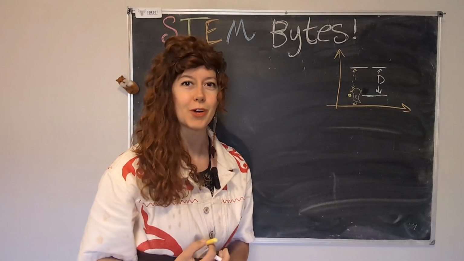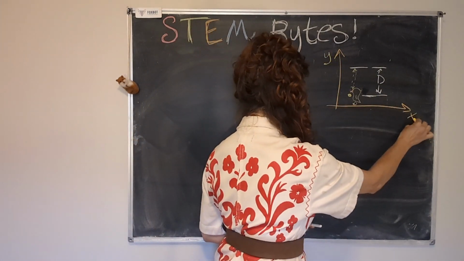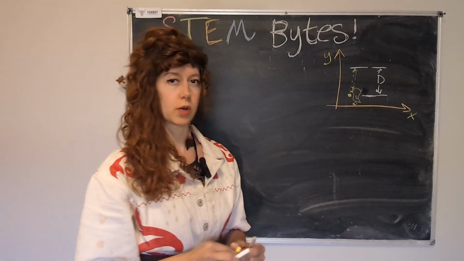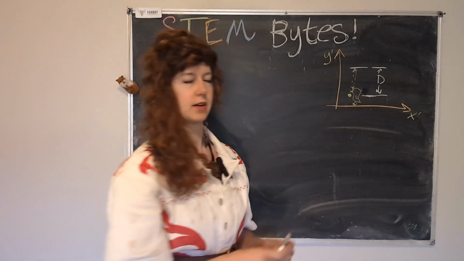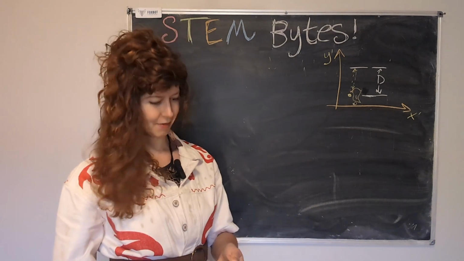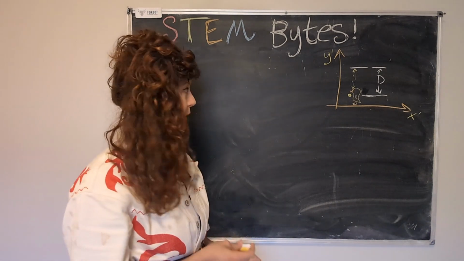And also because we are good scientists, we're going to label our axes. So this is y, and this is x. I'm also going to give these a prime notation, and you'll see why in a second, because we're going to have multiple frames of reference, so we need to be able to keep them apart.